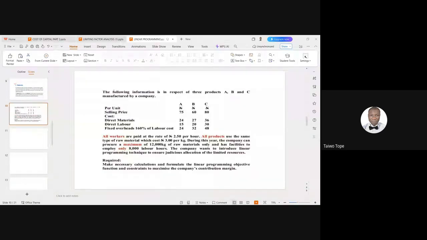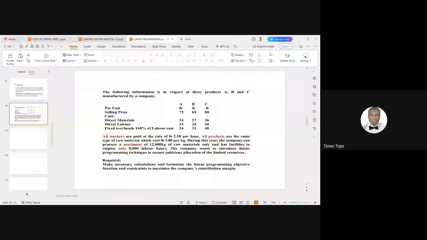You look at that: all workers are paid at a rate of what? 2.50 kobo per hour. So if you are a worker and you work for 2 hours, how much will you get? It will be 2 multiplied by 2.50 kobo, because 1 hour labor rate is what? 2.50 kobo.